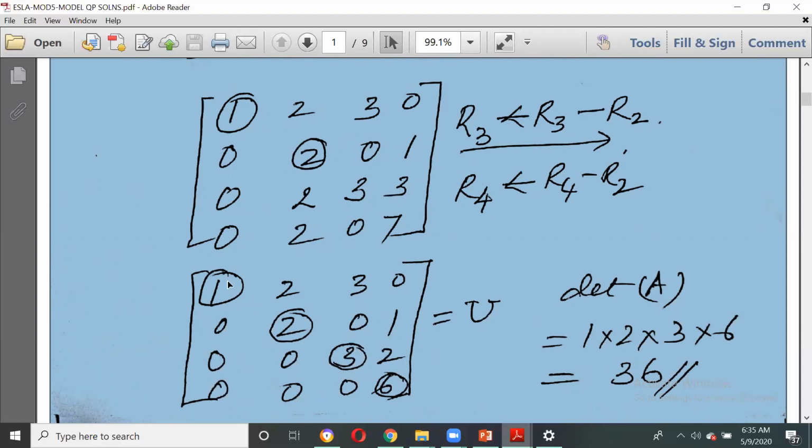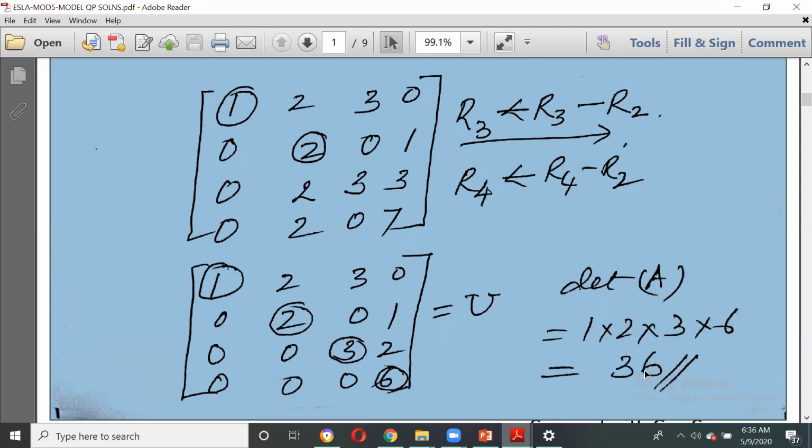So now you have 4 diagonal elements: 1, 2, 3, 4 pivots on the diagonal in the upper echelon form, the upper triangular form. So we get 1 into 2 into 3 into 6, and that will give us 36.